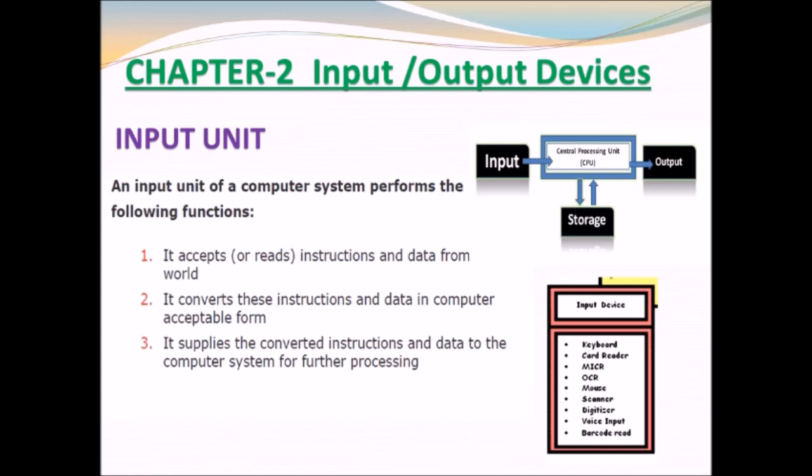First, it accepts the instructions and data from the world, that means it reads the instructions. Second, it converts these instructions and data into computer acceptable form. And third, it provides those acceptable inputs to the computer system for further processing. So this is done by the input unit. As you can see here, a diagram is given, that is input, processing and output.